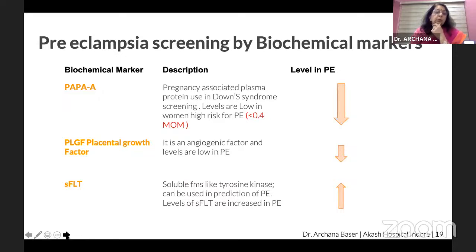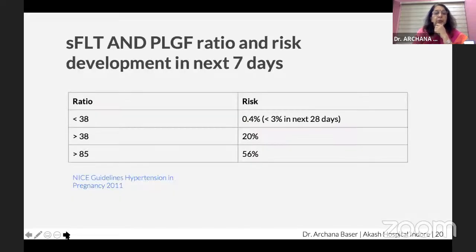You can predict preeclampsia by biochemical markers. Do PAPP-A, pregnancy-associated plasma protein A, which you are anyway using in Down syndrome screening. Levels are low in women who are at risk of preeclampsia, less than 0.4 MoM. PlGF, placental growth factor, is an angiogenic factor and levels are low in preeclampsia. sFlt, soluble fms-like tyrosine kinase, can be used in prediction of preeclampsia, and these levels are increased in preeclampsia. So you have biochemical markers to predict preeclampsia.